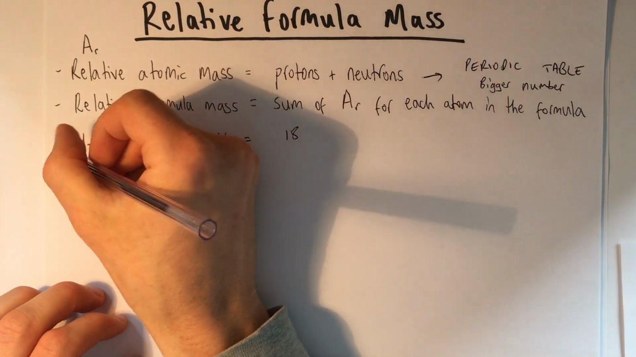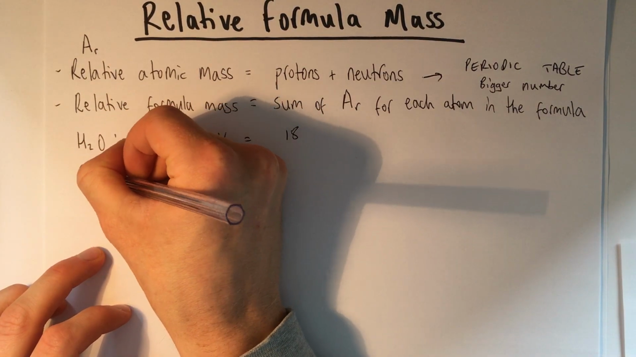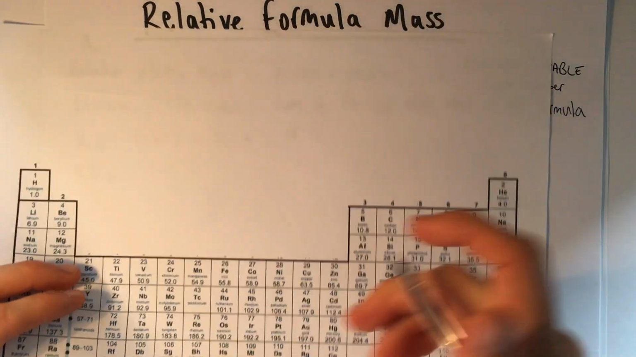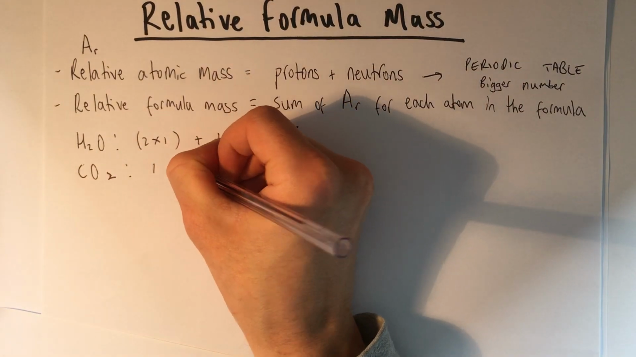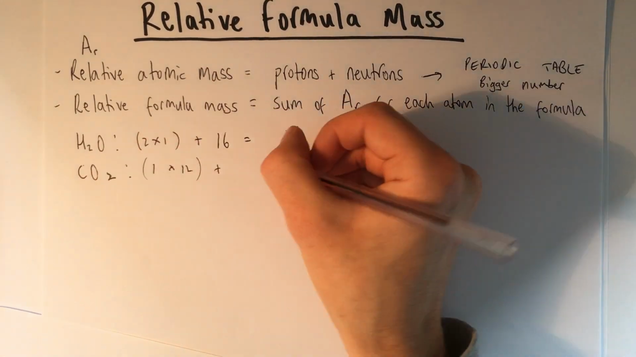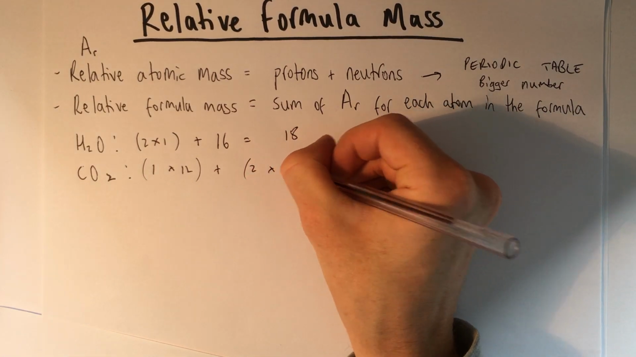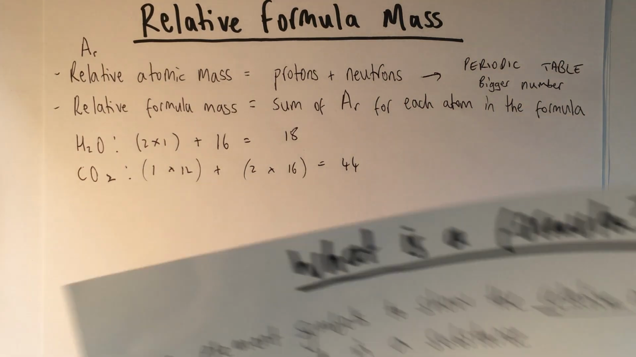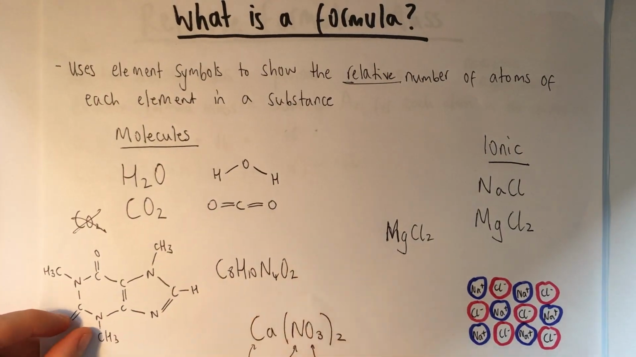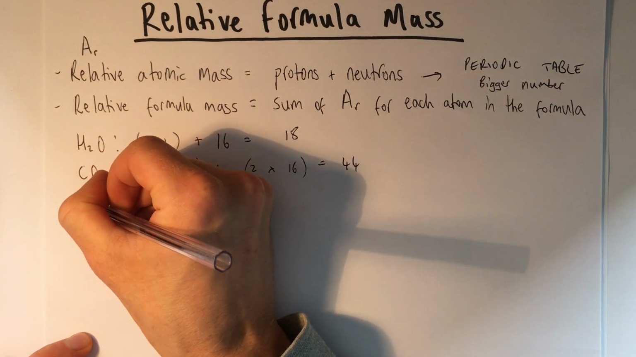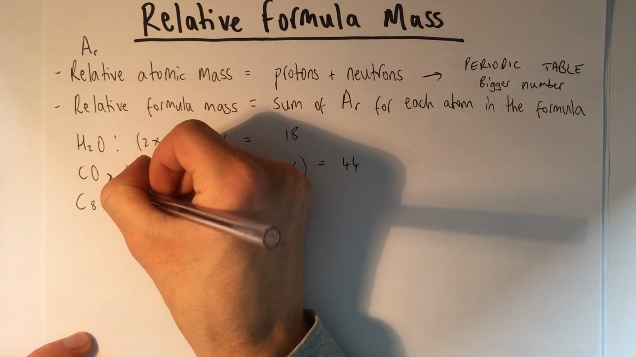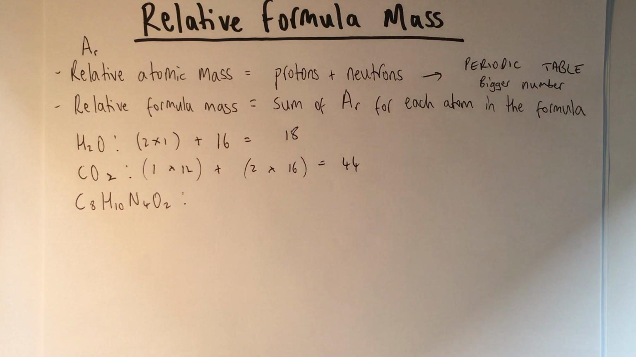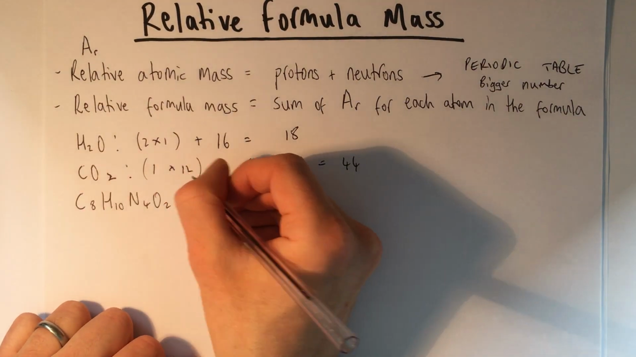Okay, this example is carbon dioxide, CO2. So that's going to have 1 carbon atom, so 1 lot of 12. And 2 oxygen atoms, so 2 lots of 16. That gives a total of 44. Just to show that we can do this for much more complicated compounds as well, this is caffeine here. The formula is C8H10N4O2.